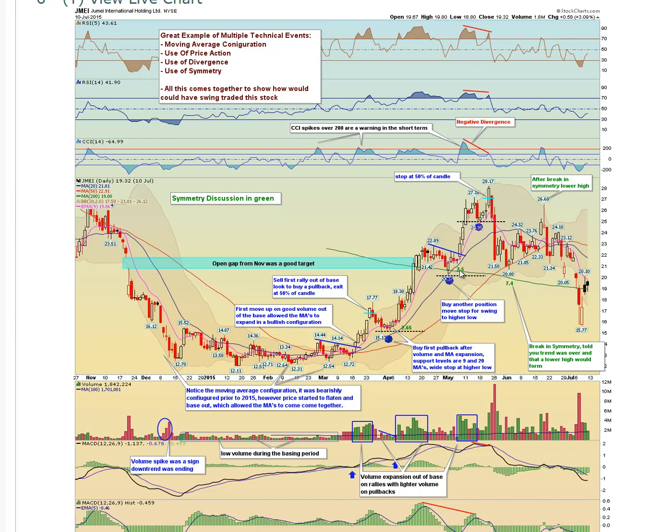So you can see no break in symmetry. Then this pullback was less than these. Then from here to here, this pullback of $7.40 clearly was much larger than these. That said, hey, you broke symmetry. Look for the next rally to form a lower high that you can short or get out of your longs. And you can see that's what happened. It rallied up, formed a big lower high here, and sold off again.